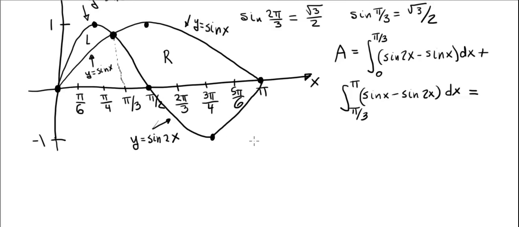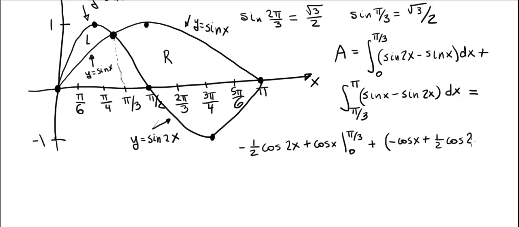The first integral, we get the integral of sine 2x is minus 1/2 cosine of 2x. Minus the integral of sine x, which is negative cosine, so this is plus cosine x. And this is evaluated from 0 to pi over 3. Plus, for the second integral, minus cosine x plus 1/2 cosine of 2x evaluated from pi over 3 to pi.